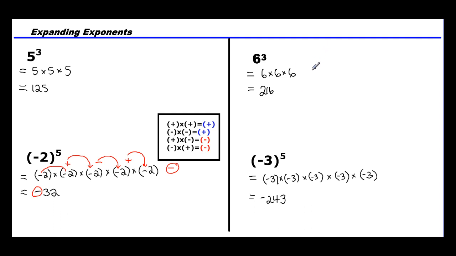Here are the 2 solutions that you should have received. 6 to the exponent 3 will give an answer of 216. And -3 to the exponent 5 will give an answer of -243.